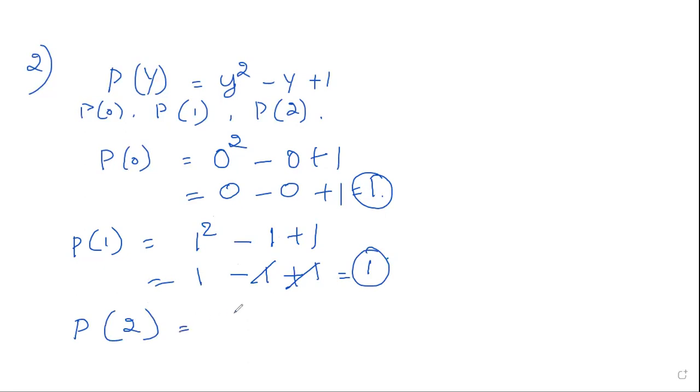P of 2. What is y square? That is 2 square minus y, write 2, plus 1. 2 square is 4 minus 2 plus 1. 4 minus 2, that is 2 plus 1 is equal to 3.